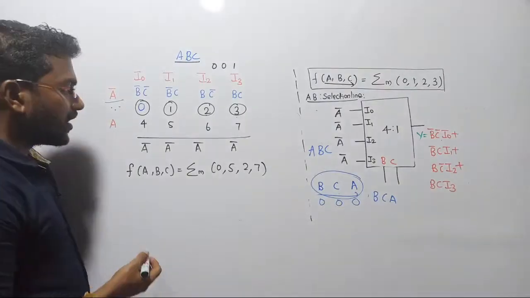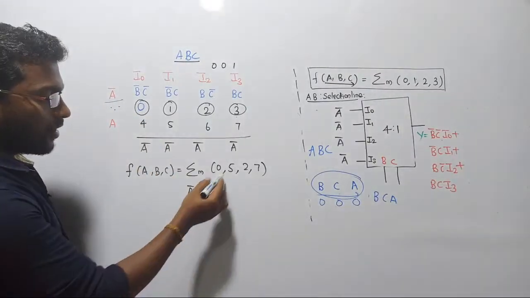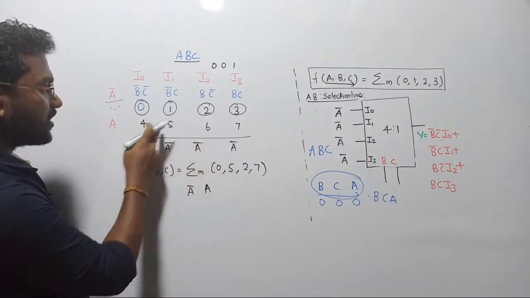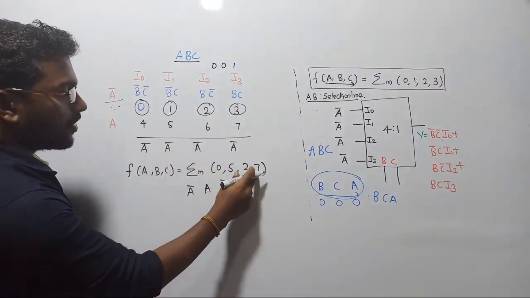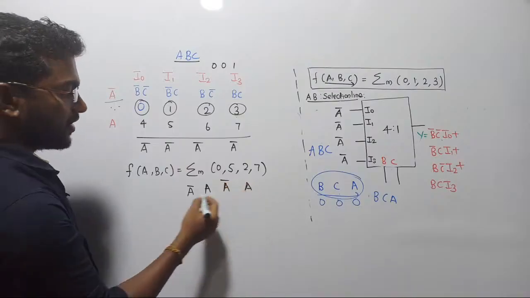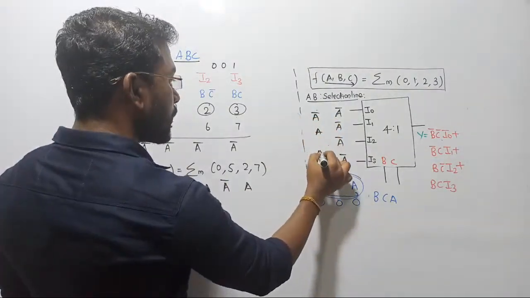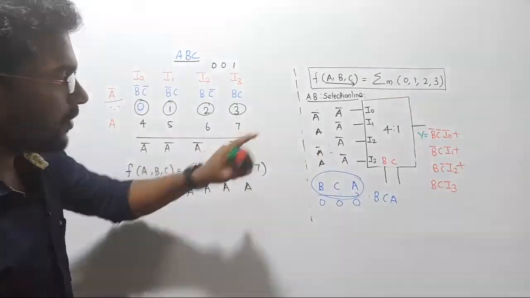Shall I write the answer directly? If I consider 0, its correspondent is A bar in I naught. If I consider 5, its correspondent is A. If I consider 2, for I2 we are going to get what? 2 means we have to consider A bar. For 7, the correspondent value is going to be A, such that the inputs are going to be A bar, A, A bar, A, A bar, A, A bar, A. So that is how we are realizing the input for the second type of selection line.